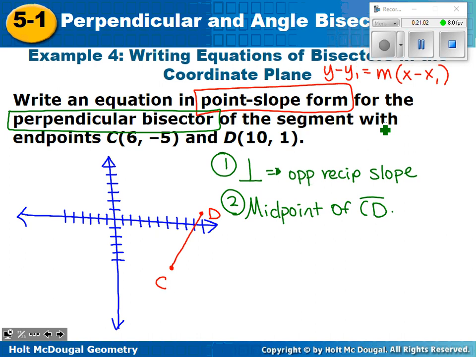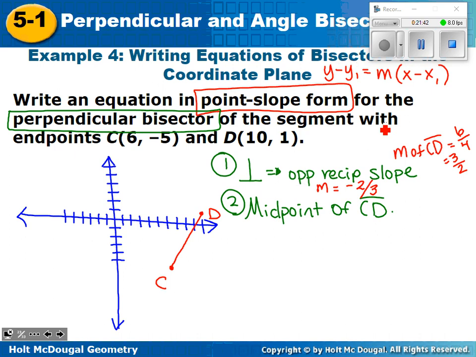So let's start with number 1, finding the opposite reciprocal slope. So what is the slope, first of all, of CD? So we're going up how far? Okay, because we're going up 6 and we're going over 4, and then that reduces to 3 over 2. Just counting rise over run. Is everybody with us if we go from C to D? Or you could have gone down and left, which would have made them both negative, which still gives us a positive 3/2. So what is our opposite reciprocal slope then? Negative 2/3.